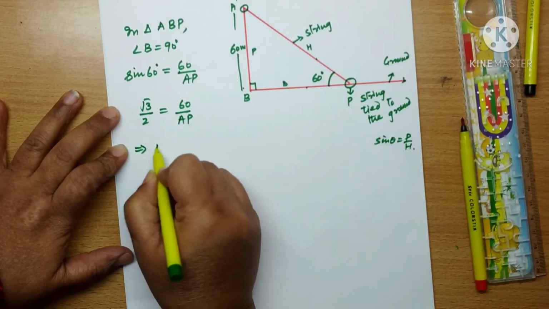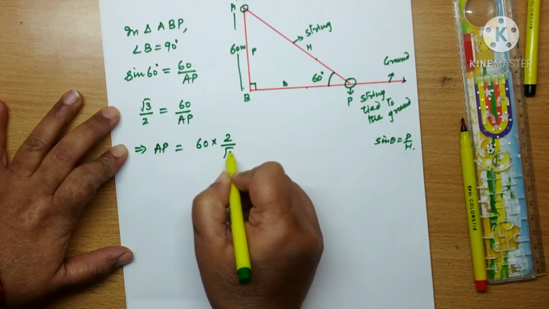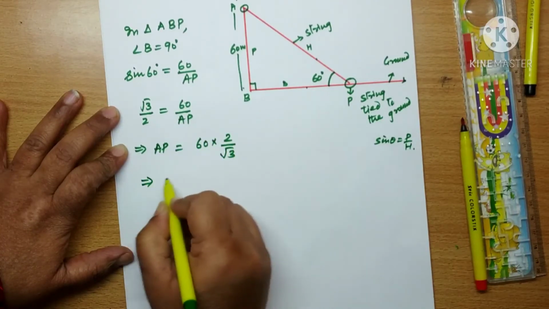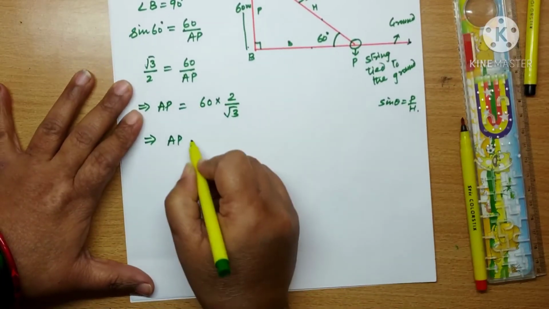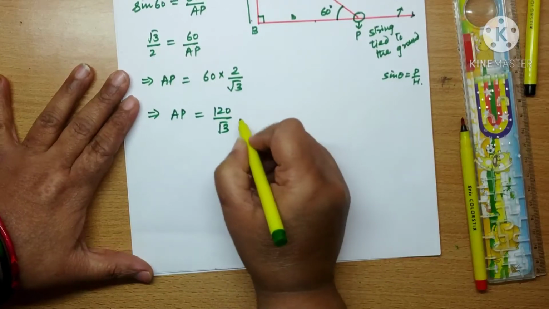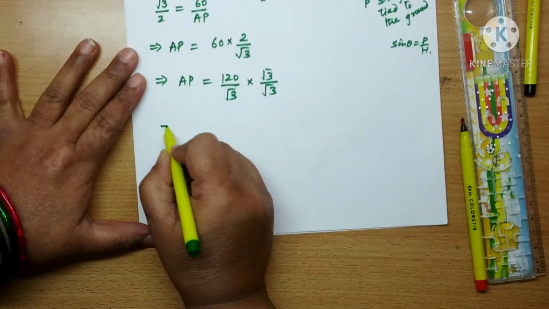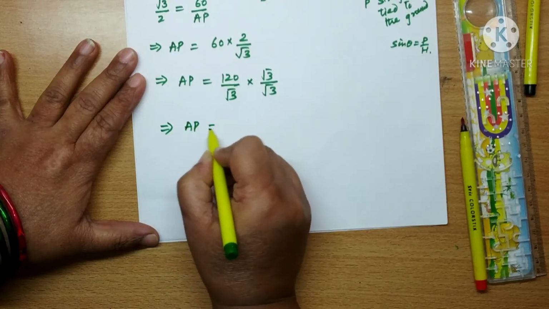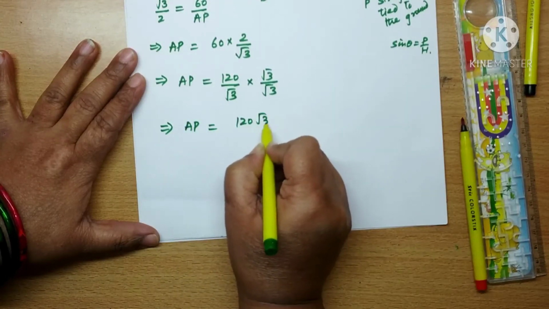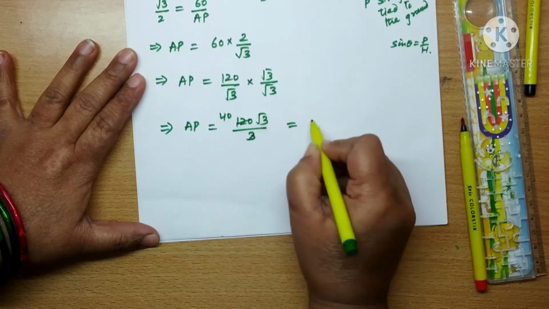So we get AP as 60 into 2 by root 3. So AP is my 120 by root 3. But we do not leave the denominator irrational. So we will rationalize it. So I get AP as 120 root 3 by 3, which is 40 root 3.